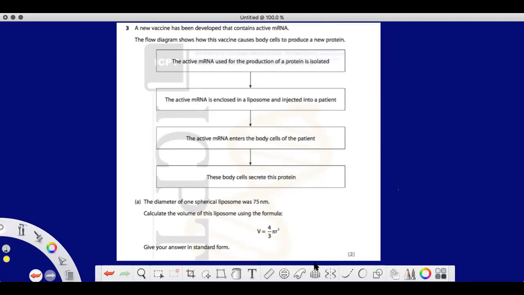Okay, the question is this. A new vaccine has been developed that contains active messenger RNA. The flow diagram shows how this vaccine causes body cells to produce a new protein. First, the active messenger RNA used for the production of a protein is isolated. So the mRNA is isolated.